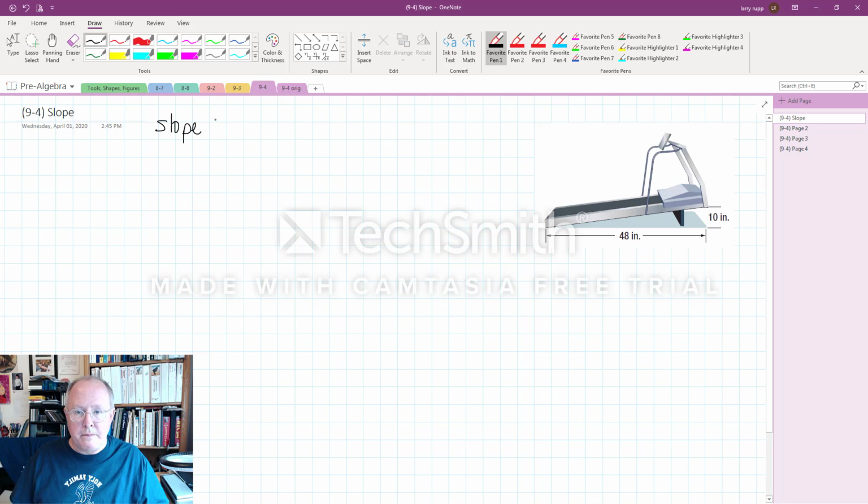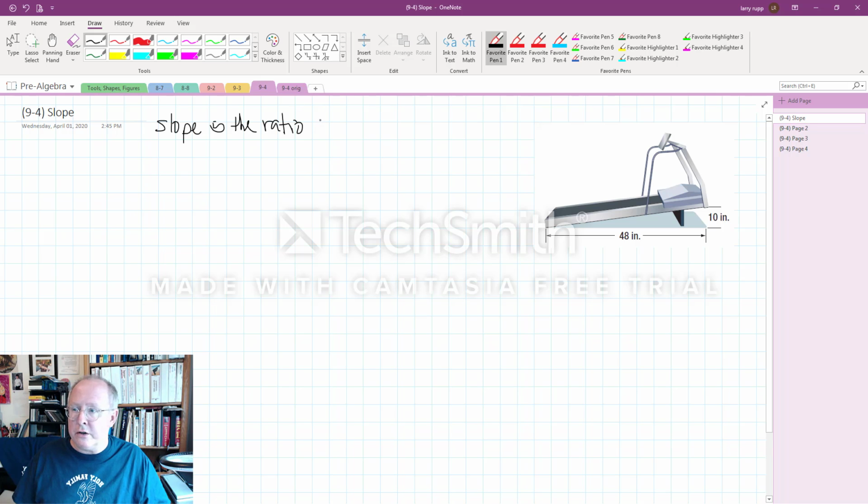Slope. Slope is the ratio. Remember what a ratio is? A ratio is a comparison of two numbers by division. 1/2 is a ratio, 1 being compared to 2, 1 divided by 2.